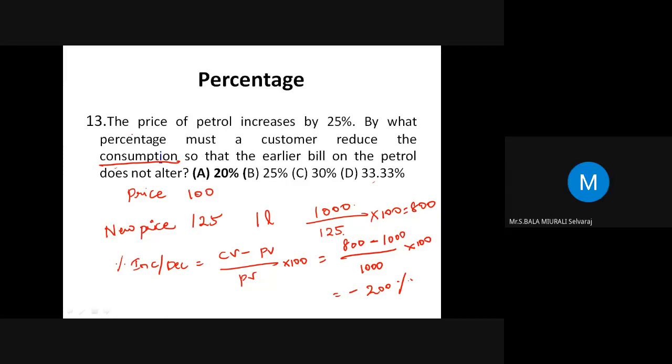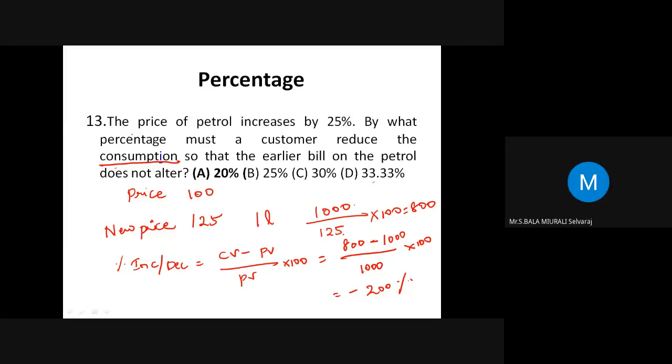When the price of the petrol is assumed to be 100 rupees, if the price is not given, you keep it as 100%. Then the price increases by 25%. It becomes 125. Now the price of 1 liter is 125 rupees. How much do you get for 100? That is 800.